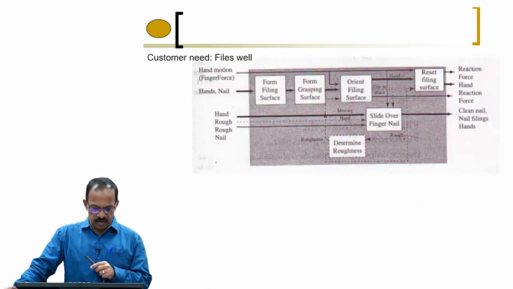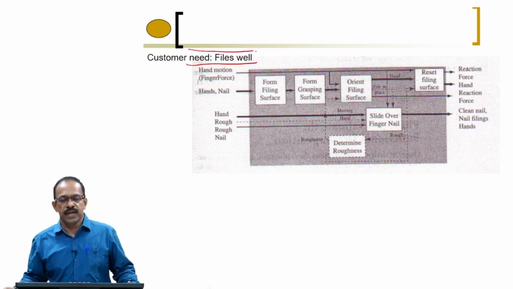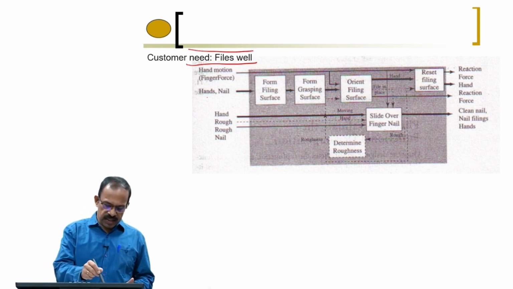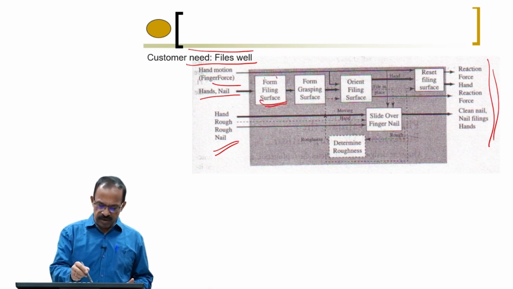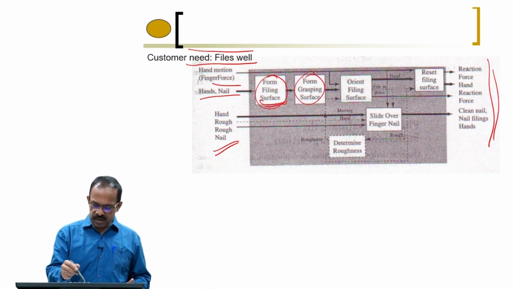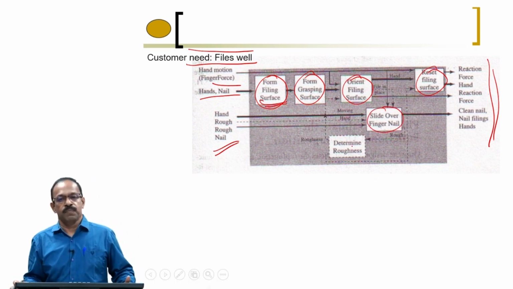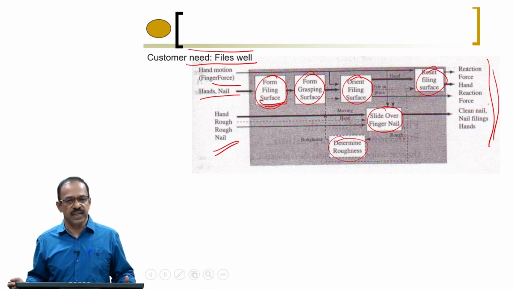For example, file nail well, because another function of the nail clipper is to smoothen the edge of the nail. So, we can file the nail to make it smooth, and again you can find out what the inputs and outputs are and what is happening in between. So: form filing surface, form grasping surface, orient filing surface, reset filing surface, slide over fingernail, and determine the roughness. Determine the roughness is more of an information we need to collect, and that will come as an output also, as a signal.